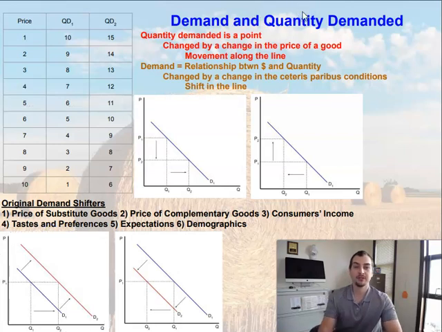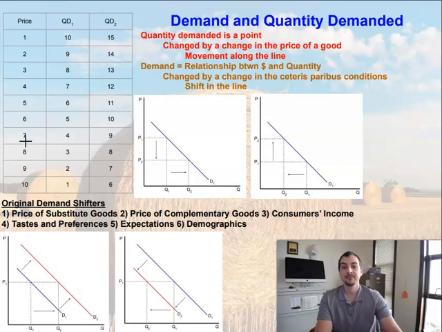Now, as we went through the chapter, we said that the demand curve's shifters would be the price of another good, say a substitute or a complement, the price or the income. We lumped everything else into tastes and preferences. Well, I want to talk a little bit about the different shifters of demand, and I'm going to call these the original shifters of demand.